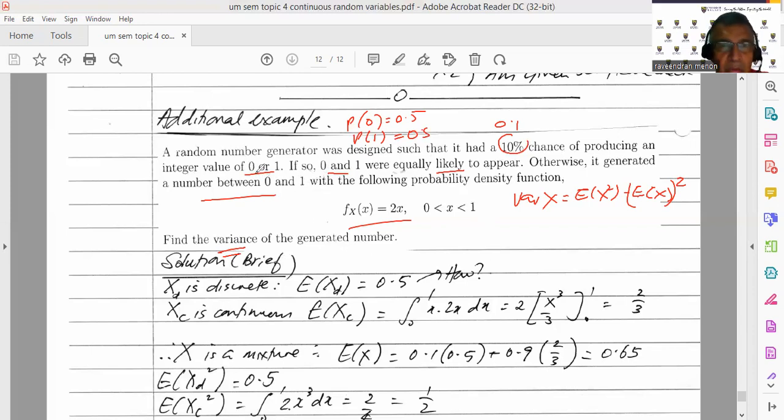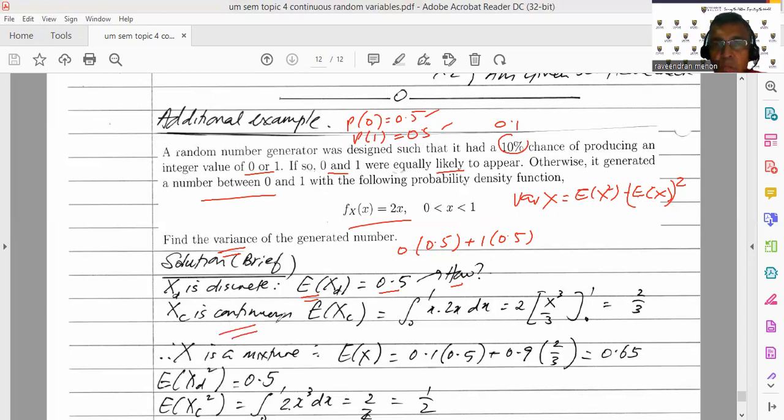So this part here where it's 0 or 1, which is discrete, right? 0 or 1, discrete, the expected value, okay? The expected value is 0.5. And I wrote here how. So it'll be what? 0 times plus 1 times, all right? That's it, right? Because we have the probabilities and the values. So that's how you get 0.5.